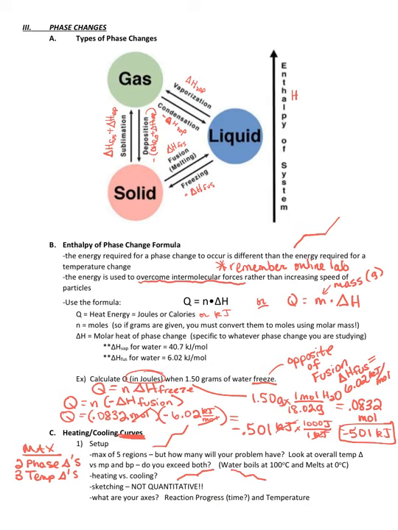Understand you're sketching these curves. It is not quantitative, so please keep that in mind. You're not plotting points, so don't think that you have to have specific dots at certain points. Your axes, I know I put reaction in here, but you can get rid of that. Your x-axis is going to be time, or just the progress of whatever's happening, and your y-axis is going to be temperature. But again, not specifics.